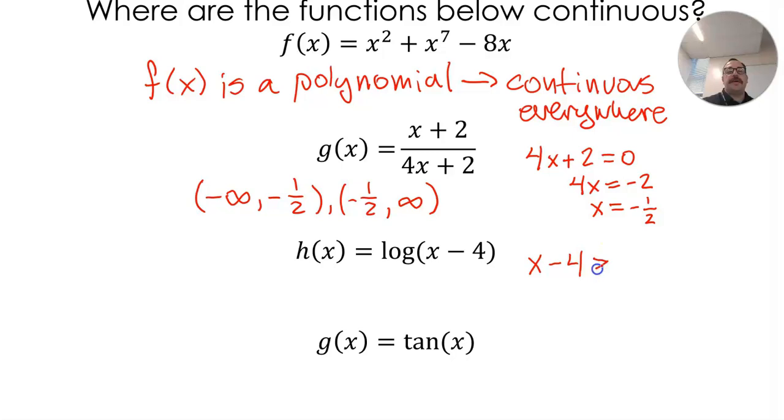So you just have to set up a little inequality here. So you know that you need x minus 4 to be greater than 0. So you just move the 4 over to the other side. So logarithms are pretty well defined, and they are continuous wherever they're defined. So that means that h of x would be continuous from 4 to infinity.